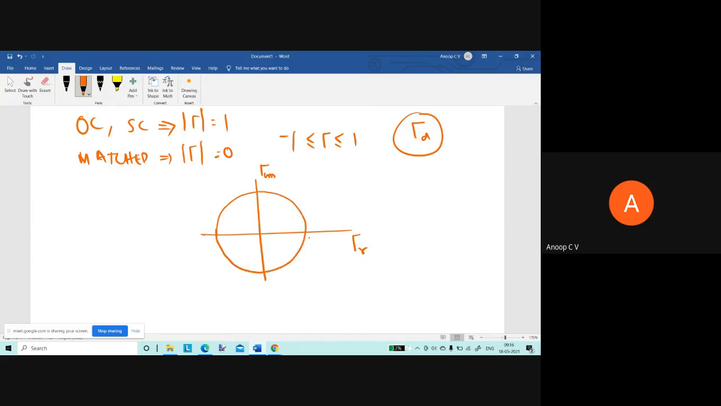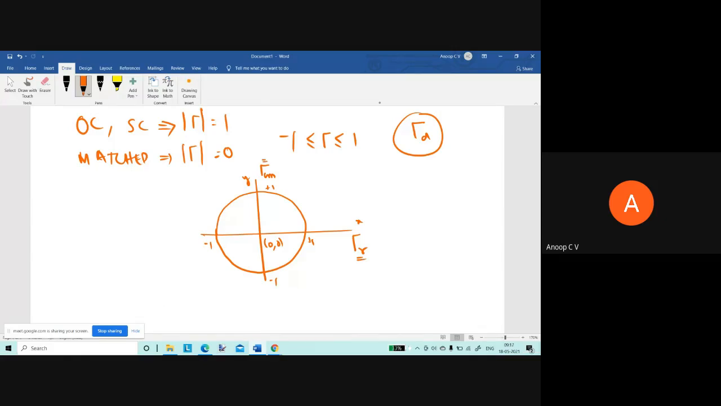So this will be plus 1 and this will be minus 1. Again, this will be plus 1, this will be minus 1. So this entire Smith chart lies within this unit circle. Why? Because the maximum magnitude of gamma is 1. This coordinate is 0, 0: the real part is 0, the imaginary part is 0. Instead of the x-axis, I'll be using gamma r, and instead of the y-axis, I'll be using gamma imaginary.